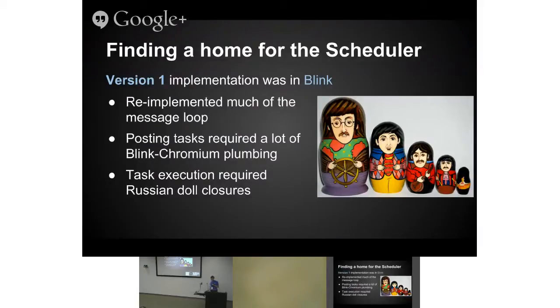It sort of worked, but after a while it started getting awkward, because we ended up having to re-implement much of the basic machinery of message loops and things like that, because they don't exist in Blink. And posting tasks ended up requiring a lot of plumbing, first from Chromium into Blink and then back out again. So you had to go through all these layers and ended up wrapping these tasks in nested closures that weren't really efficient. So we didn't really like that solution and started thinking about other options.